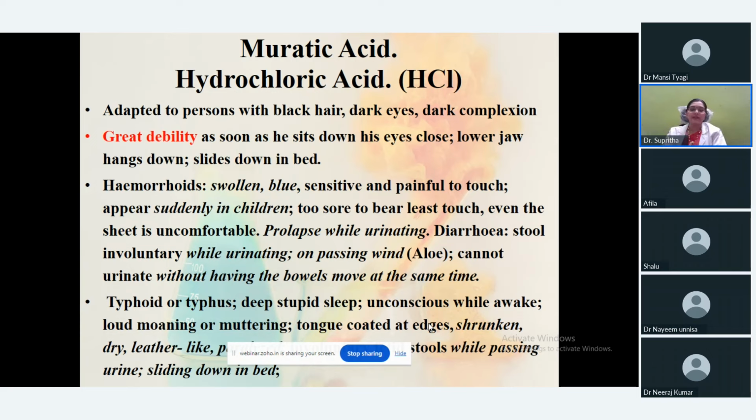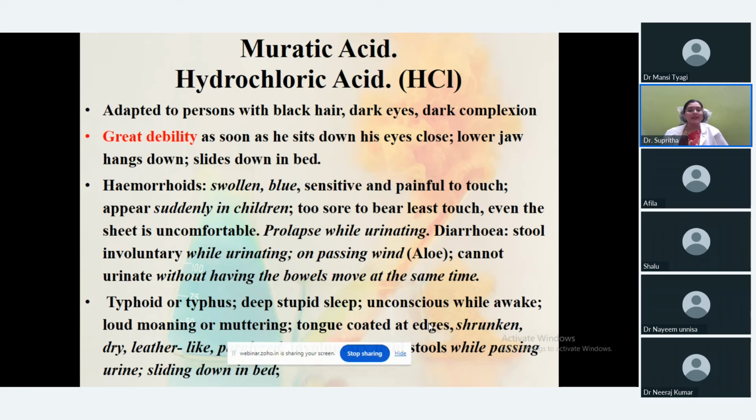There is great debility here, and it is also indicated for typhoid fever. There is deep stupid sleep present. So what are the other remedies for typhoid fever? Baptisia. Yeah, mainly indicated is baptisia. Even arsenicum album can be indicated.